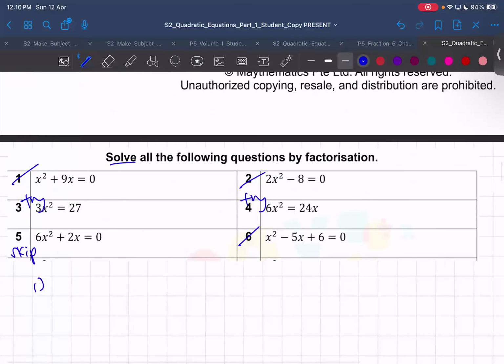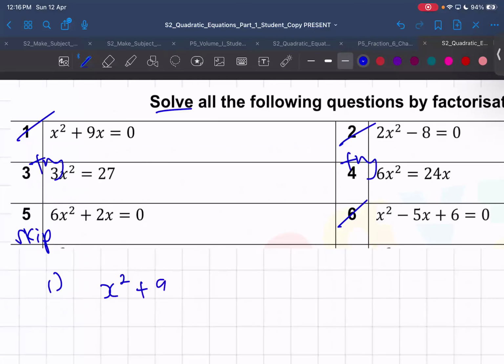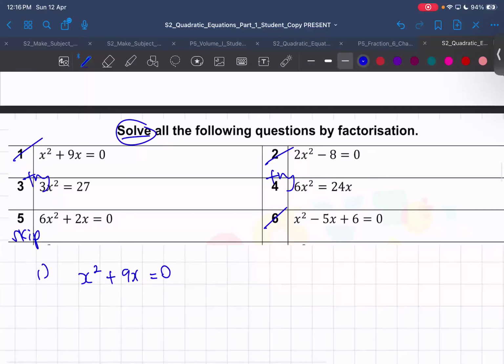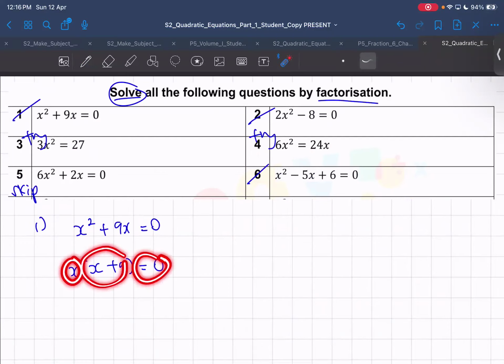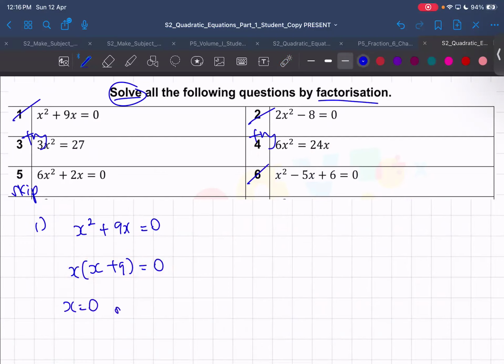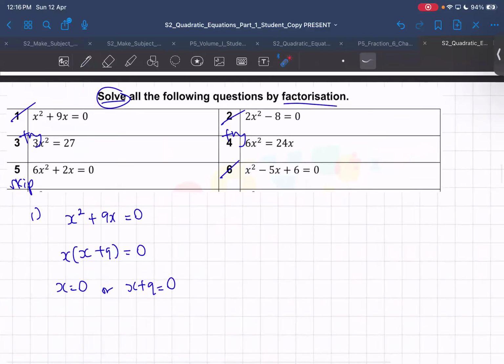Okay, so for question 1, you look at x squared plus 9x equals to 0. They want you to solve by factorization. So first thing, factorize x. You will get x(x plus 9) equals to 0, right? So this one equals to 0, this one equals to 0. So actually it's quite simple lah. Quadratic equations. So first thing factorize, and then this part equals to 0, this part equals to 0.